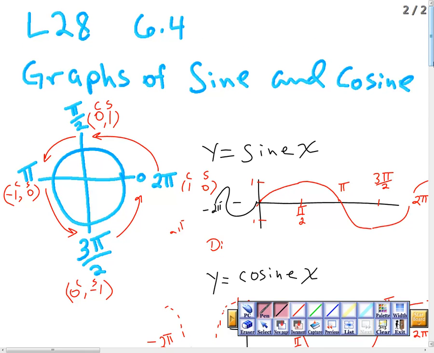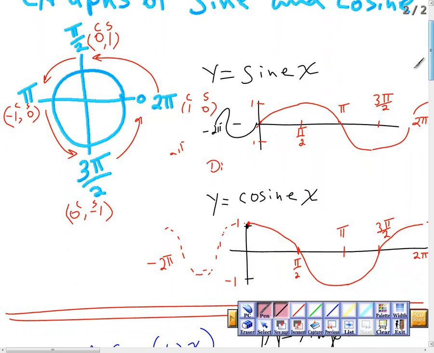Now for cosine, we can see that when our angle is 0, cosine is 1. So cosine starts off at 1. Then we continue on around to pi over 2, where cosine is at 0. Then we continue on to pi, and cosine is at negative 1. We continue on to 3 pi over 2, and cosine is back to 0 again. And then at 2 pi, cosine is back to 1.